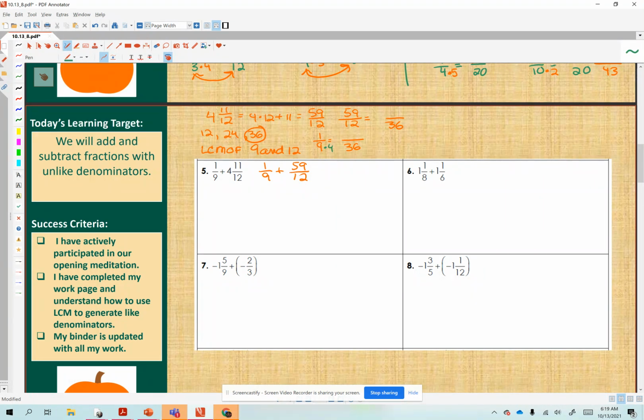9 times 4 is 36. 1 times 4 is 4. So we've got our first fraction there. 12 times 3 is 36. 59 times 3 is 177. So there's our second fraction. So now we have 4 over 36 plus 177 over 36. And when we add those numerators, they add up to 181 over 36.